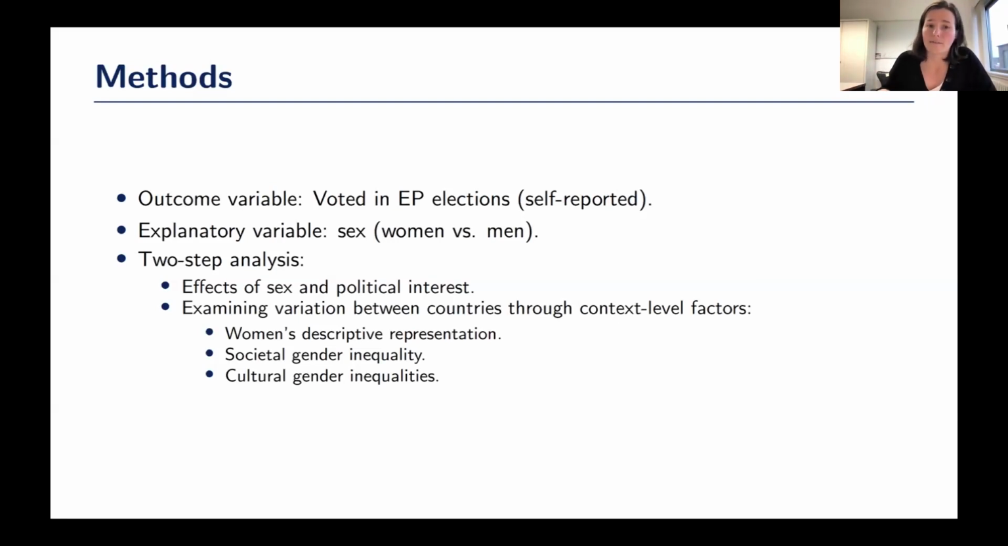We're looking at differences based on respondent sex in voter turnout, and first of all look at the role of sex and whether that's mediated by political interest. Then in a second step, we examine the role of context level factors in explaining gender differences in political interest. For 3 context level variables, I'll take a bit more time to talk about how we capture those concepts.